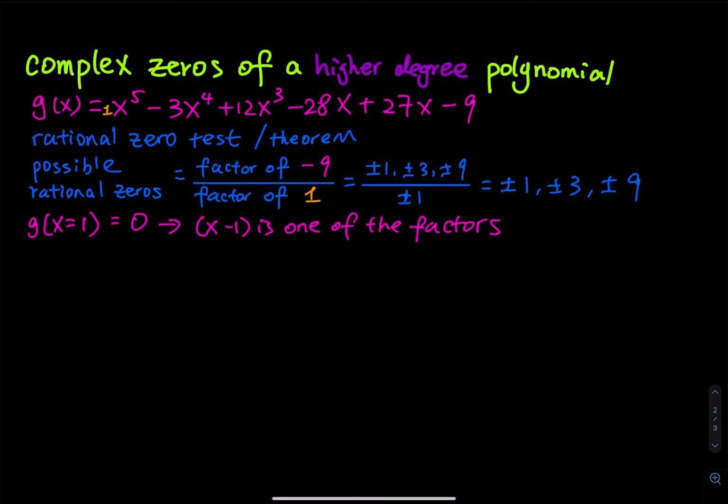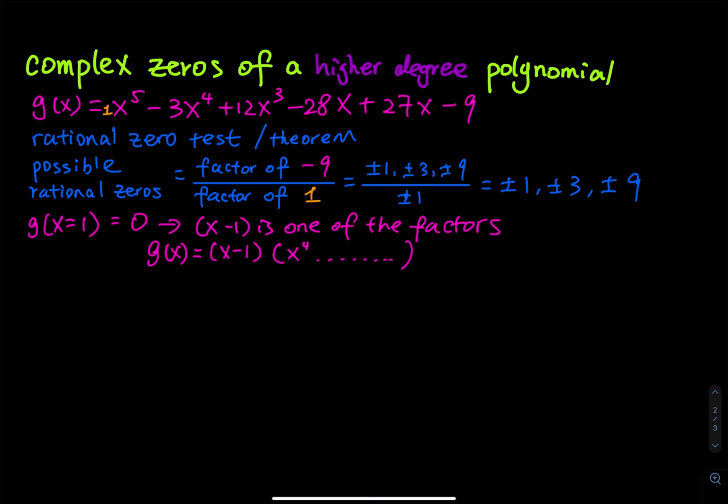What do I mean by that? That means g of x has x minus 1 as one of the factors. That means the remaining factor has the highest degree of 4. And then the rest, I don't know yet. Because x times x to the 4th, 4 plus 1 is equal to 5. The rest, I don't know.